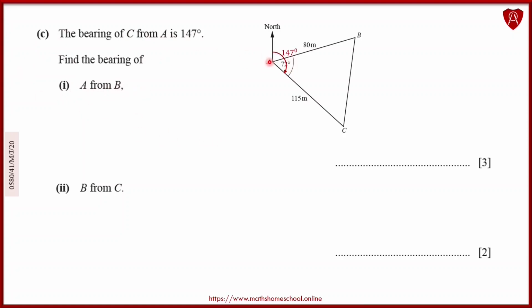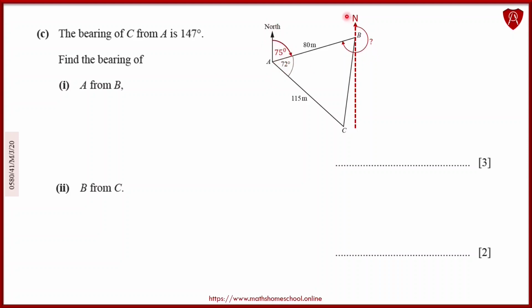This is the bearing of C from A, 147 degrees. What we need is the bearing of A from B. Standing at B, face north, turn clockwise until you are facing A. That is the bearing of A from B, and this is the angle we need to find. If this is 147 and we are given 72, then this angle is 75.